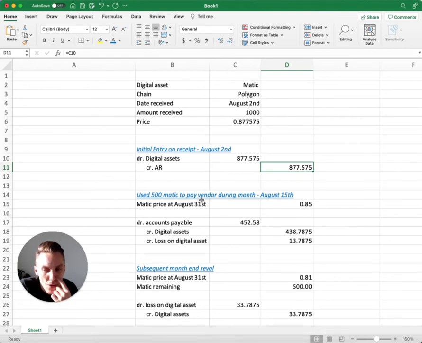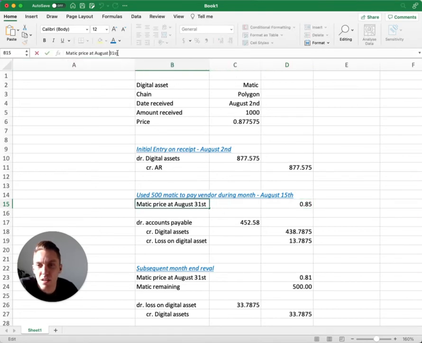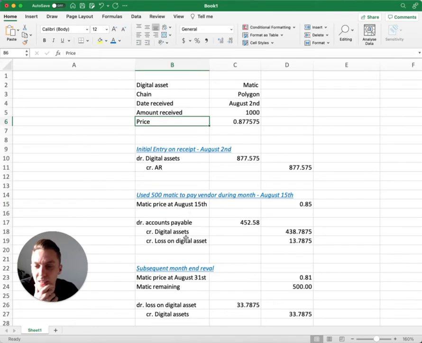Then let's say on the 15th of August, so let's say we received this first on the 2nd. This is our cost basis now for 1,000 Matic. It's 877. On the 15th, I'm going to update this right here. On the 15th of August, we pay an invoice with Matic tokens. So we know our cost basis for 1,000 tokens is $877. Our accounts payable was $452. This was the US equivalent, let's say.